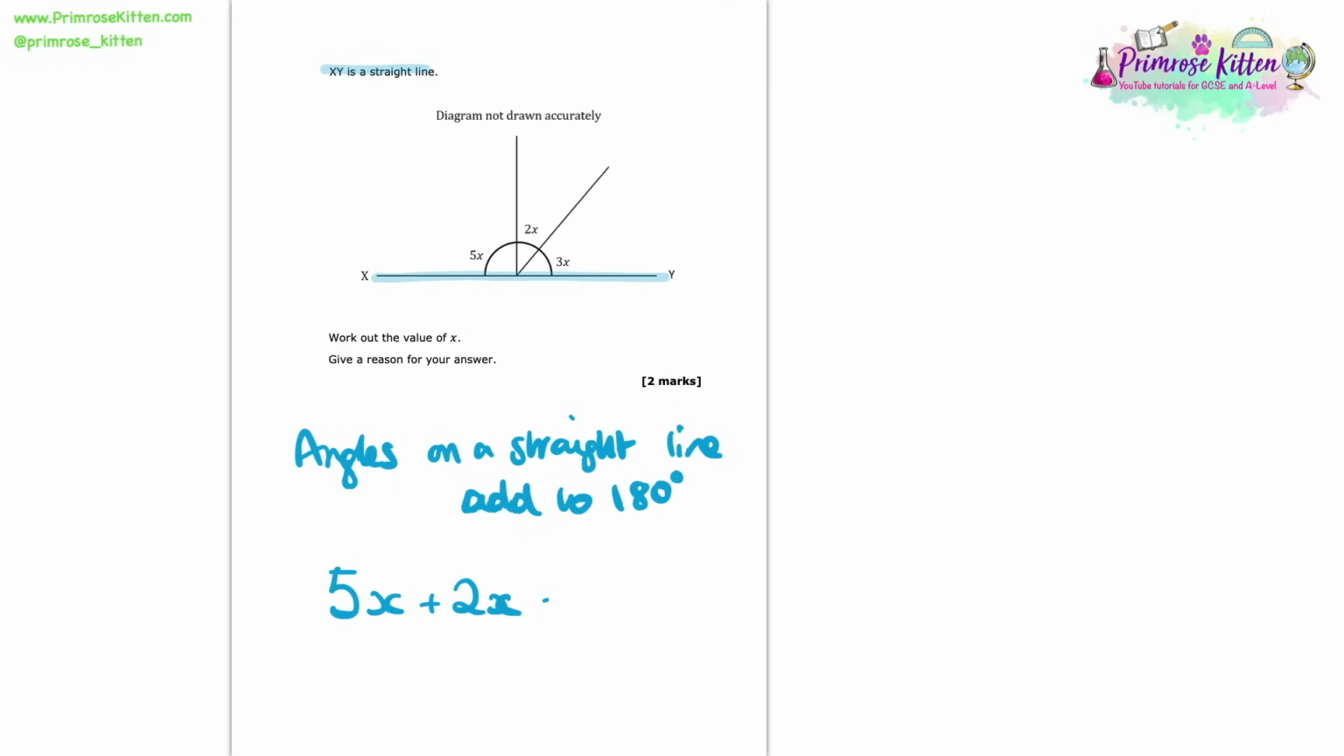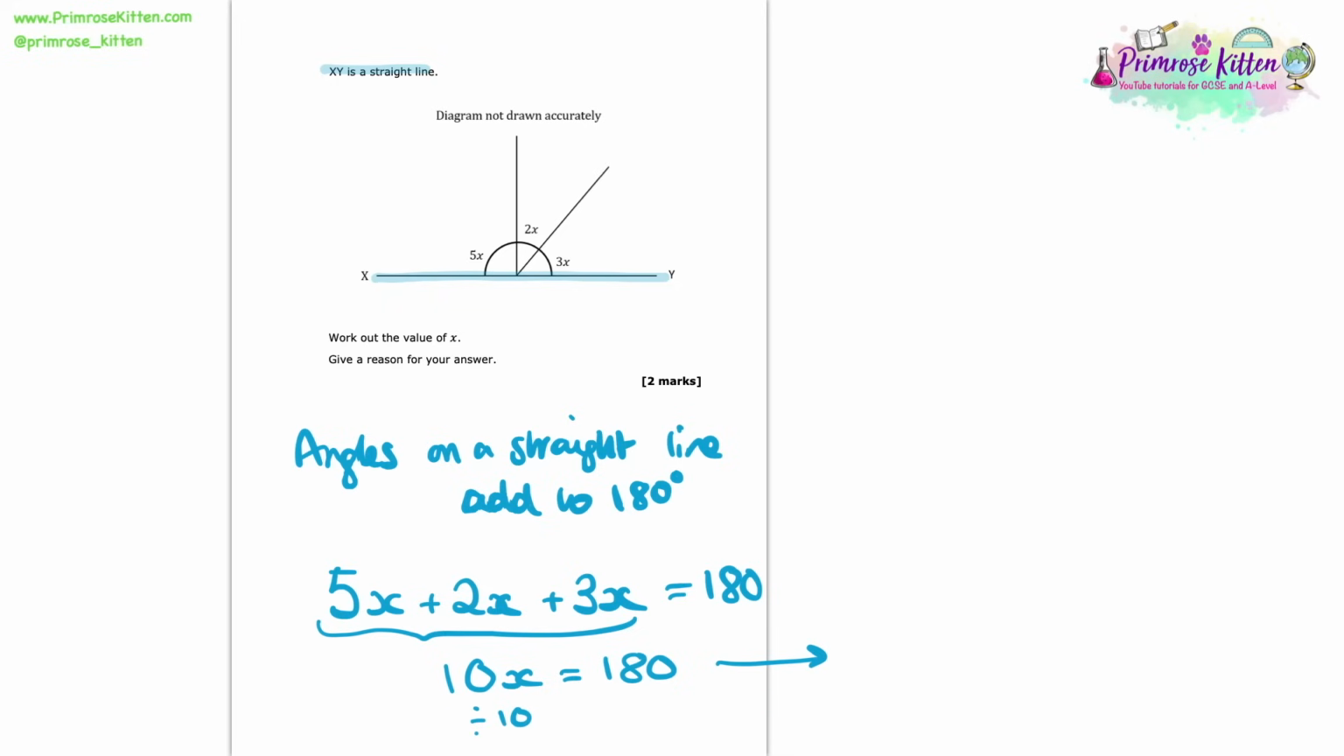So if we add up all these angles, 5x plus 2x plus 3x, we can put it equal to 180. So now if we simplify this, we can see they all add up to make 10x equals 180. Now by rearranging this to get rid of that 10, if we divide both sides by 10, we end up finding that x is equal to 18 degrees. And that there is our answer. We have worked out the value of x to be 18 degrees, and we gave a reason for our answer by explaining that angles on a straight line will always add up to make 180 degrees.